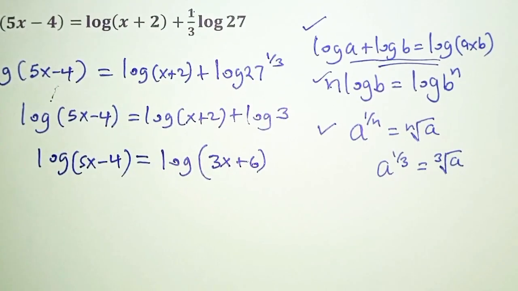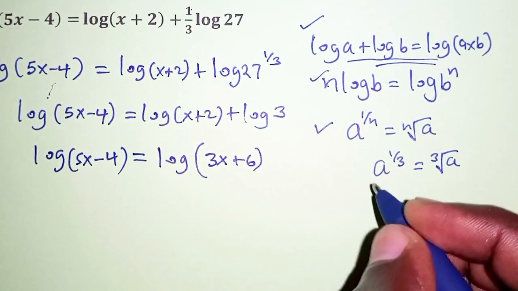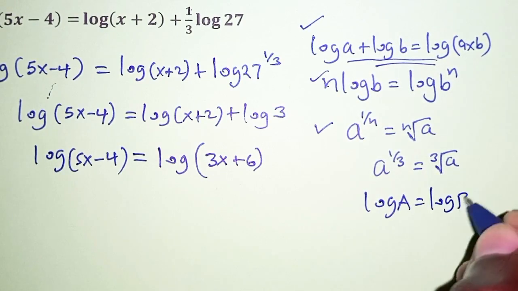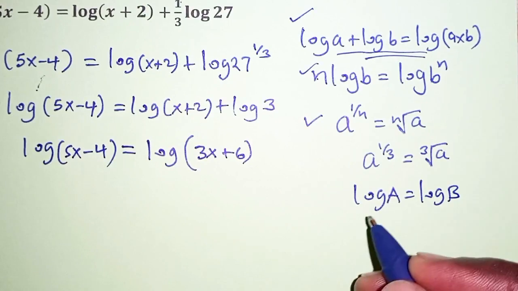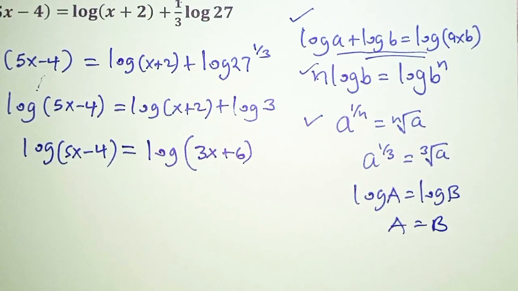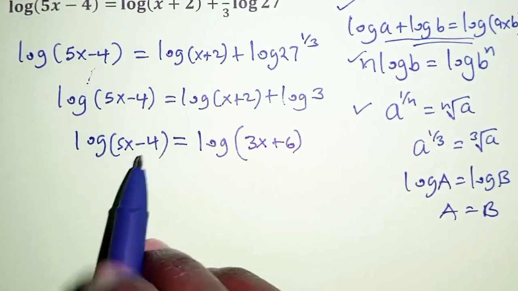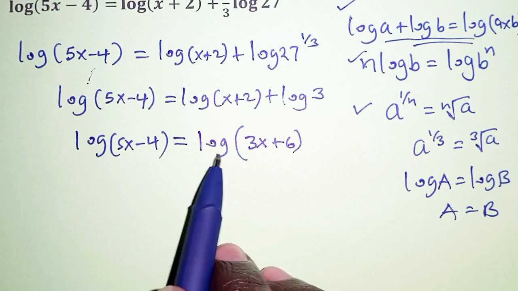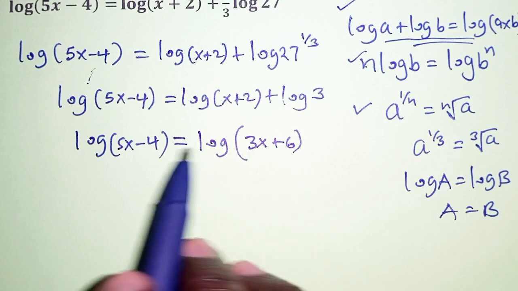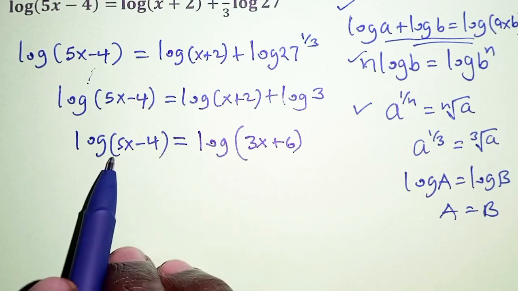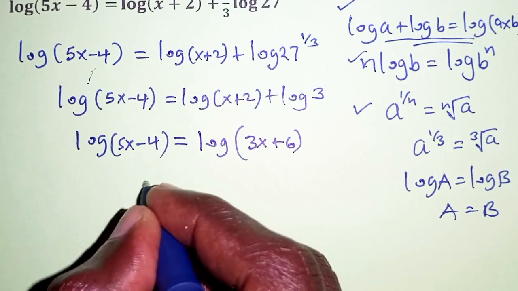So when you get to this level, usually if you have logarithm of a equal to logarithm of b, then you can as well just drop the logarithms and equate a to b. And that is the final level that we are at. So logarithm of 5x minus 4 is equal to logarithm of 3x plus 6. So our a is this bracket and our b is this bracket. So you can say the two brackets are equal.